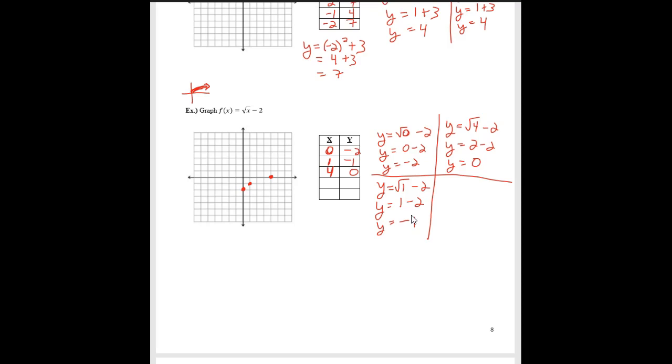If my graph was bigger, I might go on to the next perfect square, which would be 9. But that's going to end up being off my graph. But let's just see what happens. Plugging in 9 for x. Square root of 9 is 3. Minus 2 will give me 1. 1, 2, 3, 4, 5, 6, 7, 8. So somewhere out here and up 1. And there's my parabola. Or sorry, square root function. Alright, why don't you guys try some?